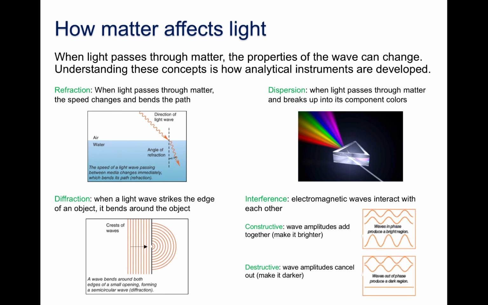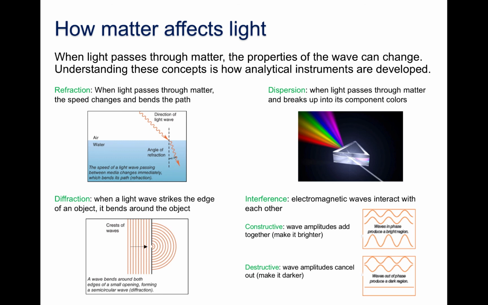Diffraction is when light strikes an edge of an object and bends around it. If you think about it, you don't have to be looking directly at a light source in order to be able to see it. If you're sitting in a dark room and there's a light on in the adjacent room, you don't have to actually see the light source to see the light coming into the dark room. The light is going to bend around the wall so that you can see it, and that's diffraction.